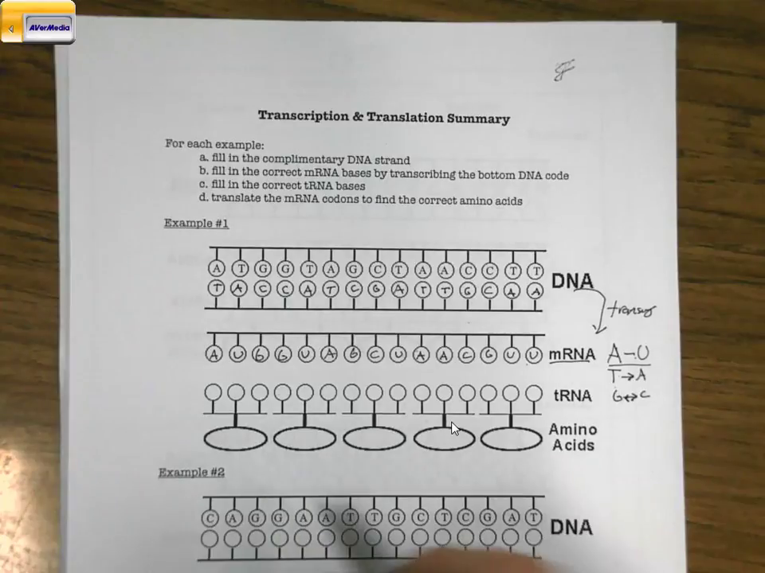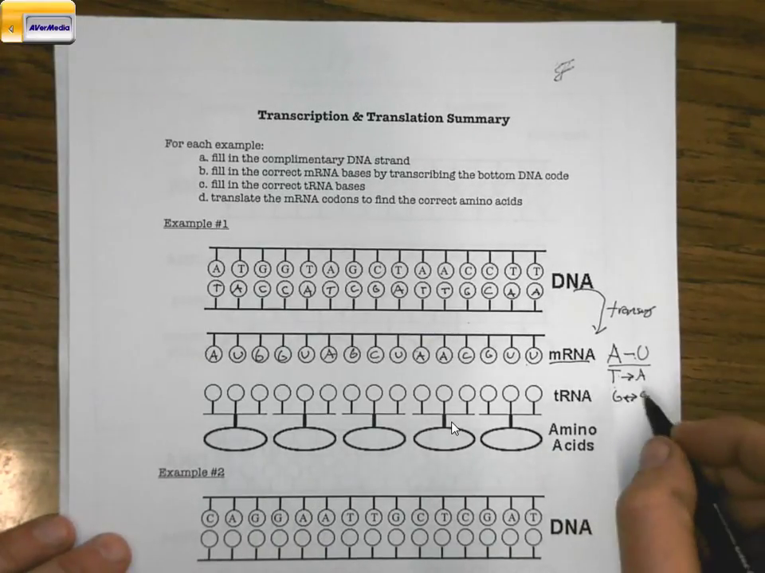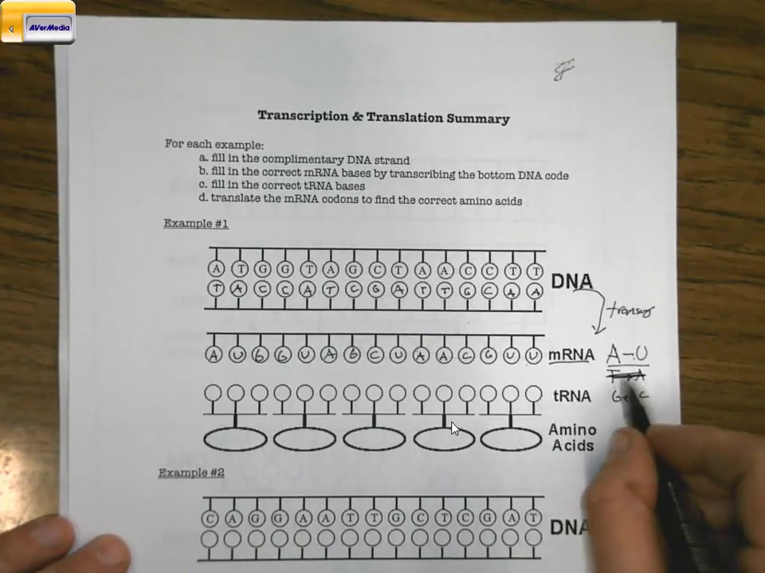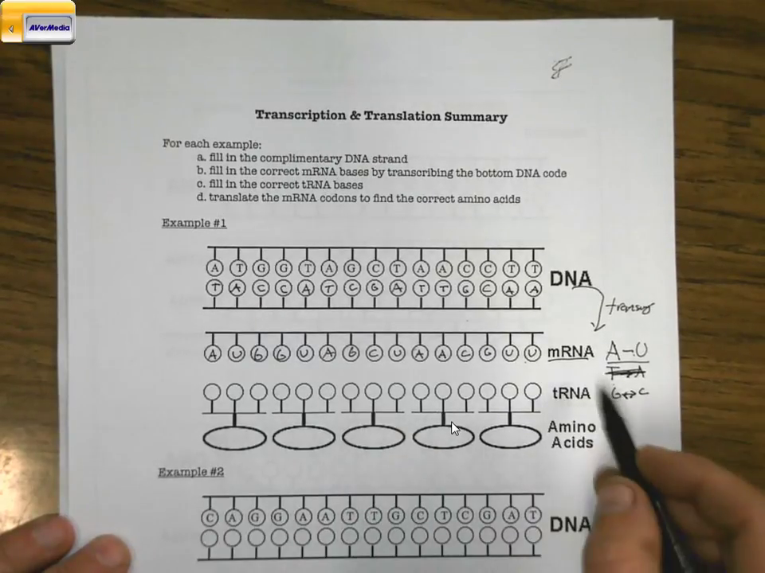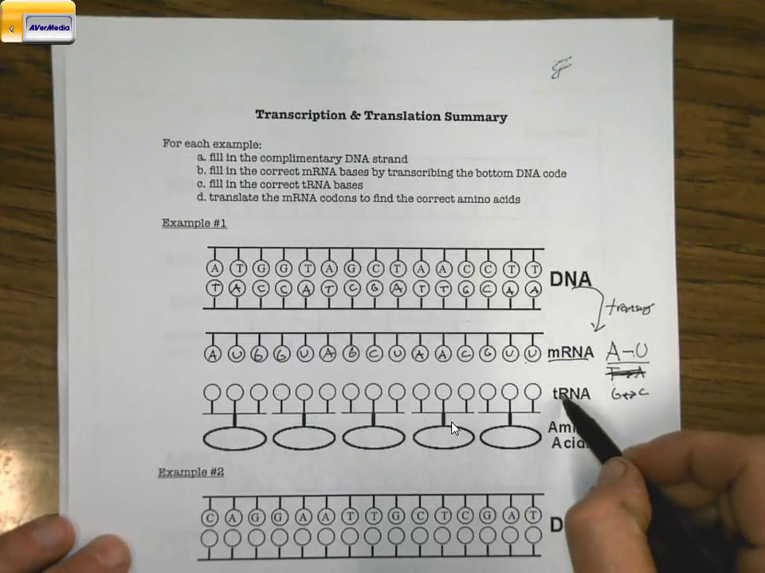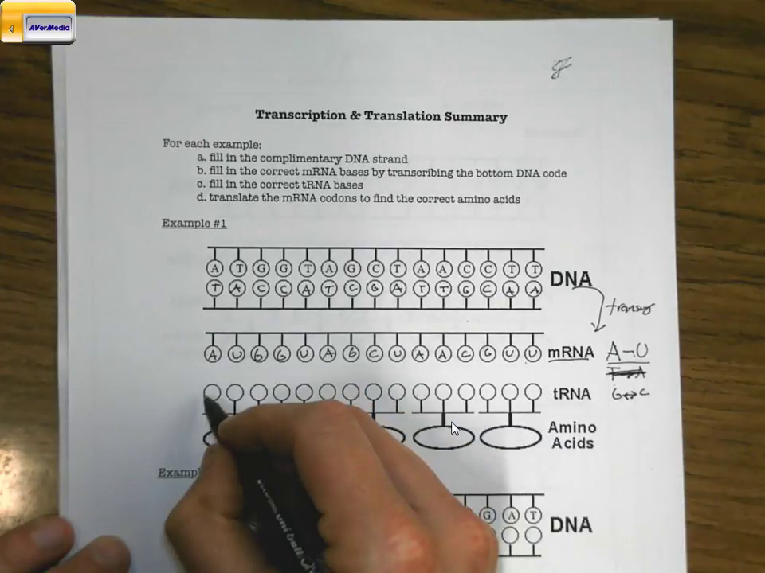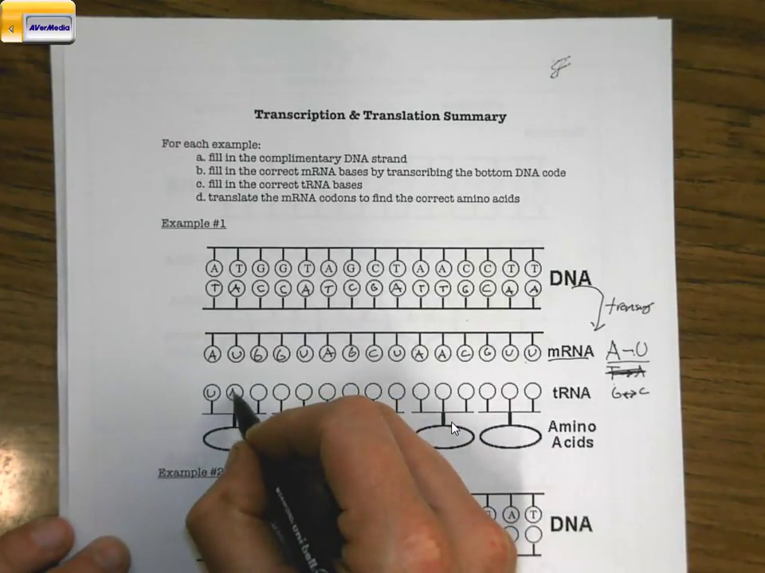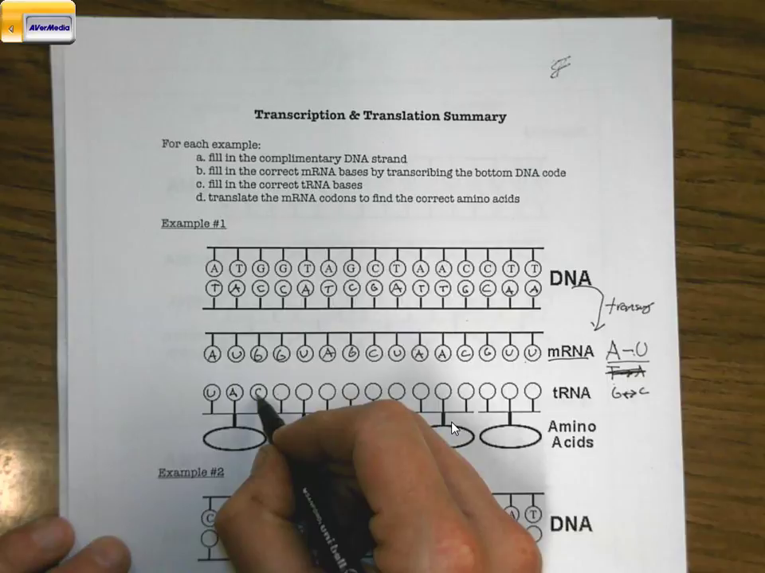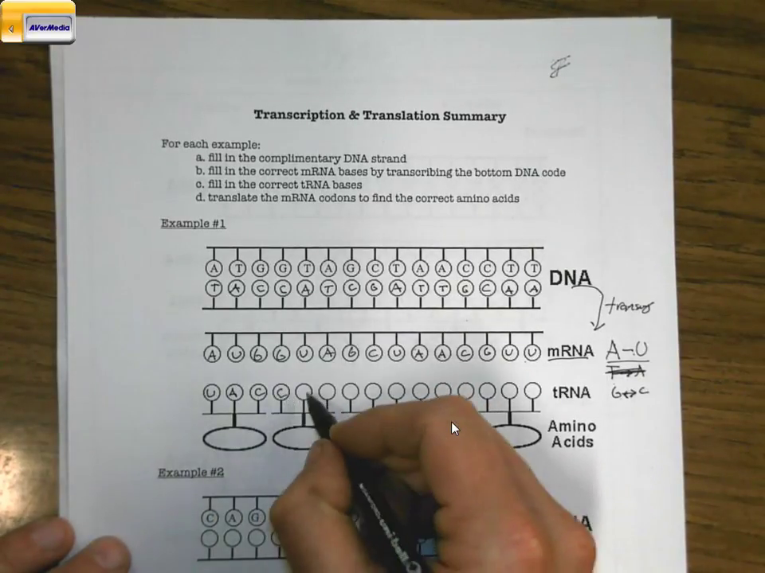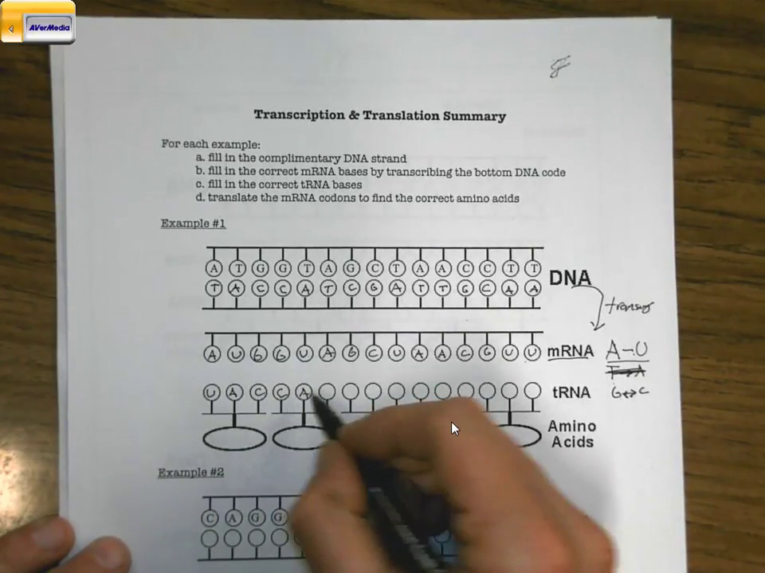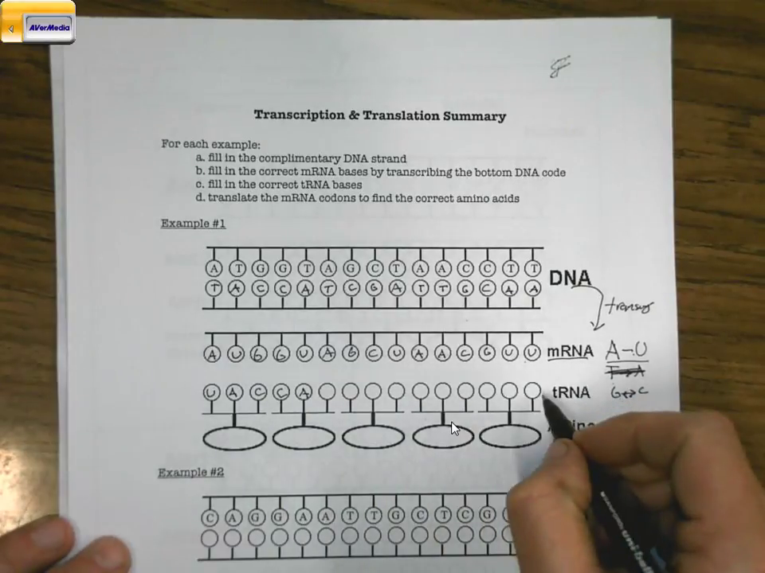Now in the bottom part, you're going to use these same rules, except you're not going to have to worry about this middle part because there's no T's in RNA. So this is going from mRNA to tRNA. Okay, so A goes to U, U goes to A, G goes to C, C to G, and so on and so forth, all the way through.